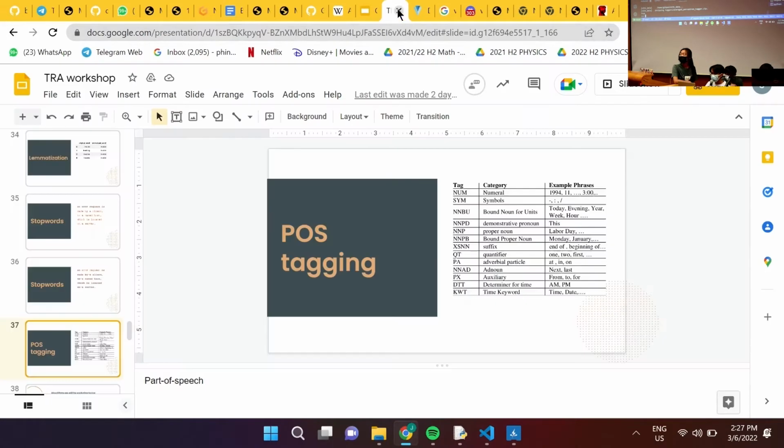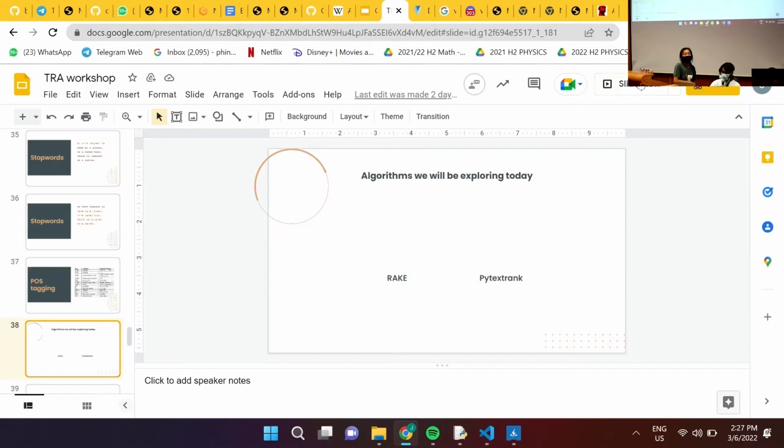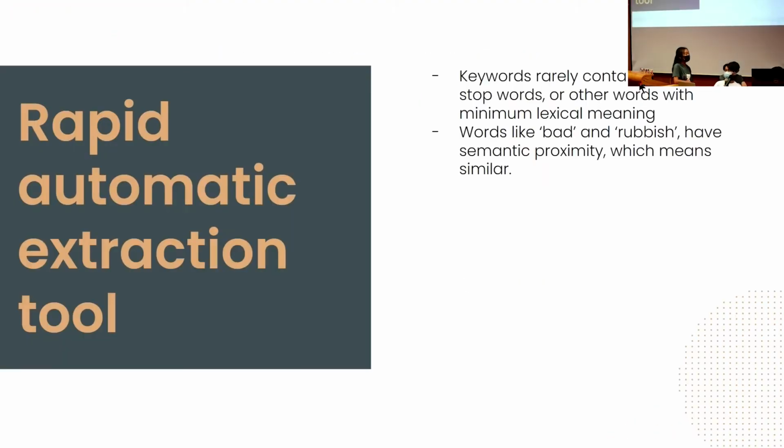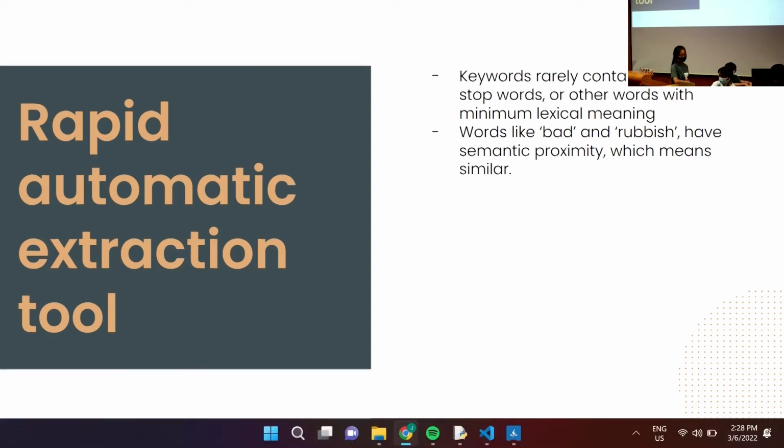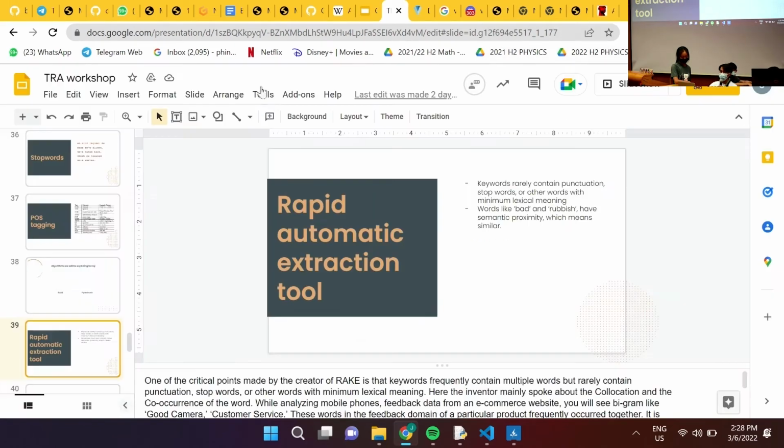Okay, so now back to the slides. Today we'll be learning two very simple algorithms. One is called RAKE, which stands for Rapid Automatic Keyword Extraction. This algorithm was made by a few university scholars, who theorized that keywords rarely contain punctuation, stop words, or other words with minimum lexical meaning, which means they don't really have a lot of meaning. You also try to match words like bad and rubbish, which have semantic proximity, which means they have similar meaning.